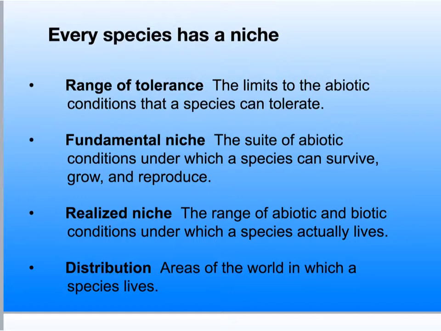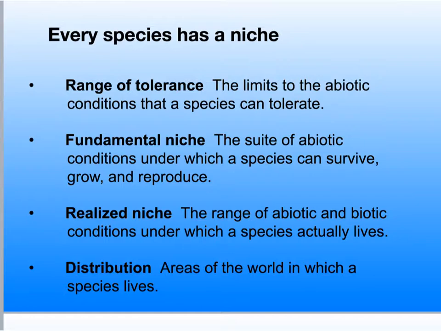A realized niche is a range of abiotic and biotic conditions where you are likely to find a species actually there, and its distribution is the areas of the world or specific areas in which it can actually live.